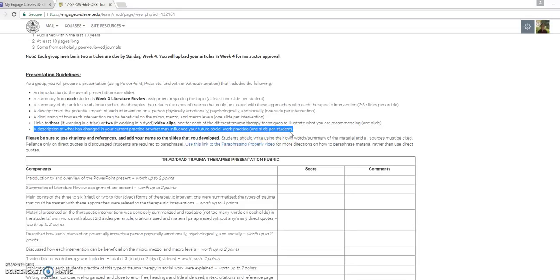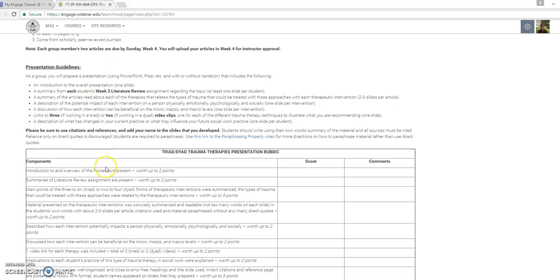Even if you don't have current clients, you can project into the future and say, I'm going into practice with this information or knowledge that I have gained. All right, so these are the guidelines, and here are the points.